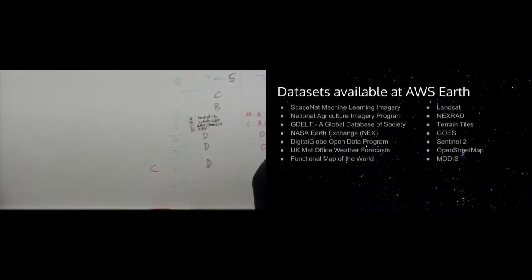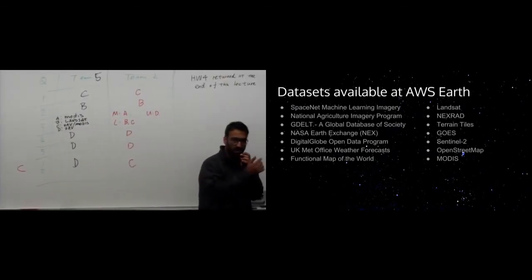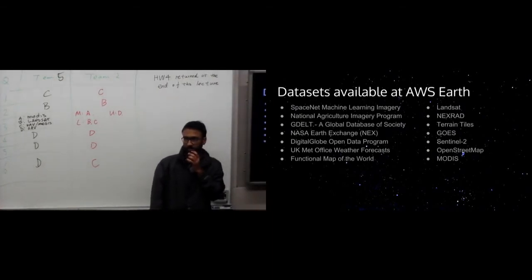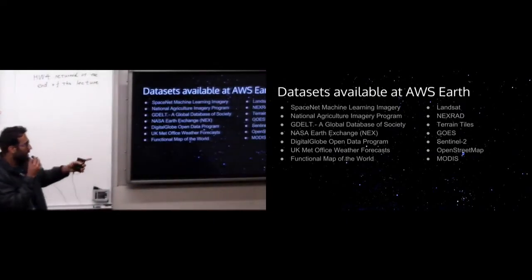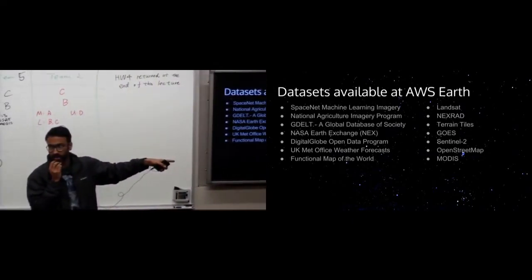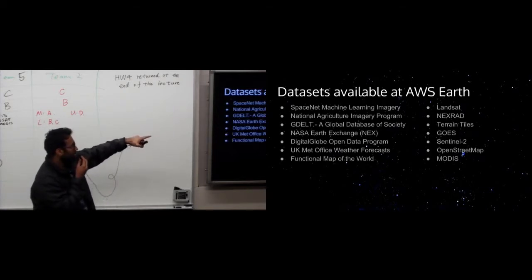Yeah. And so from now onwards, we're just going to focus more on AWS Earth and what data sets are available there. So can you guys see? So these are all the available data sets right now at AWS Earth, which is accessible to all of us. I can just give a gist about a few.